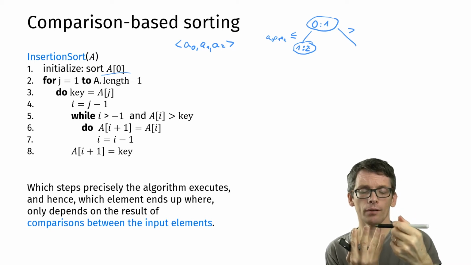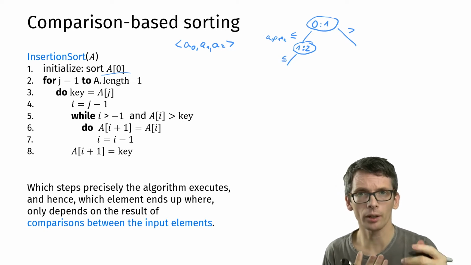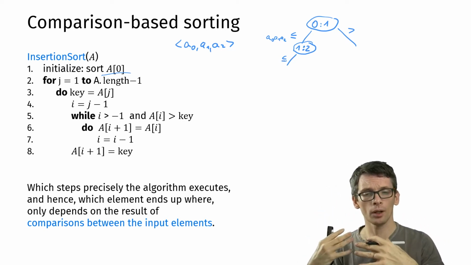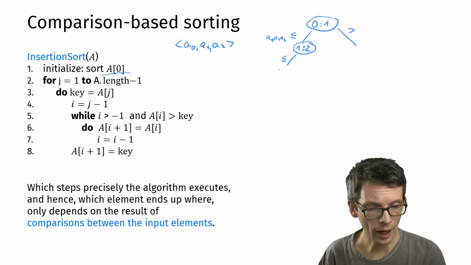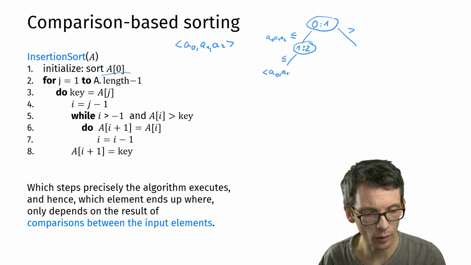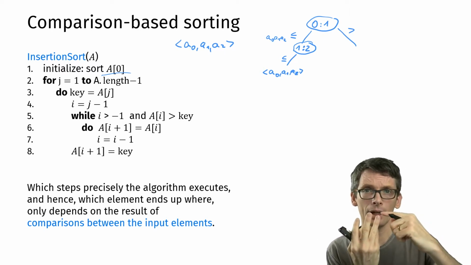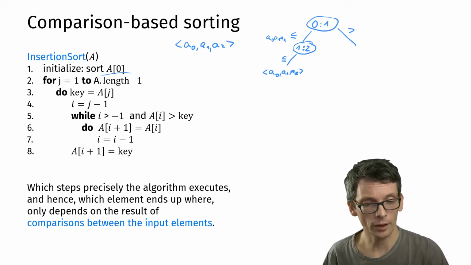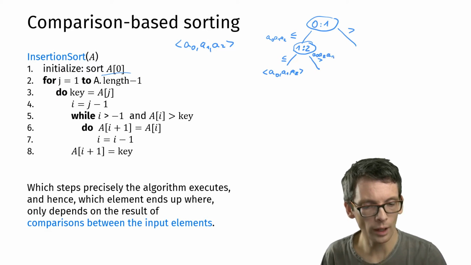Now, if A1 is smaller or equal to A2, that means there's no swap, so we're actually done. What we then have is that the sequence still is A0, A1, A2, so we didn't have to sort at all. If A2 is smaller than A1 at this point, then we will swap A2 and A1. So that's here.